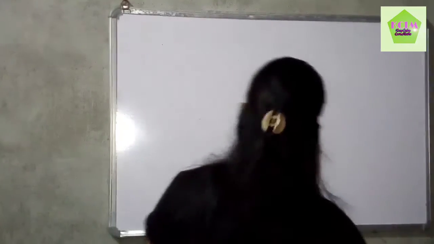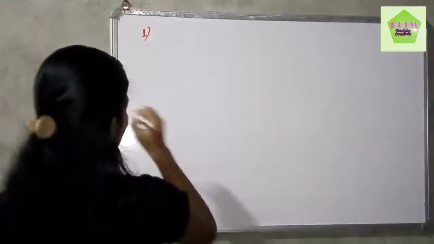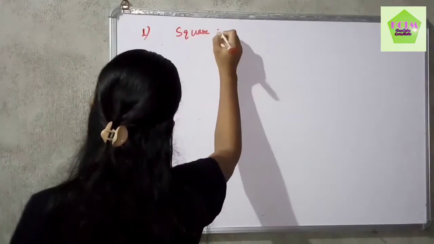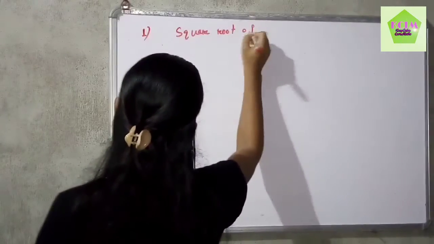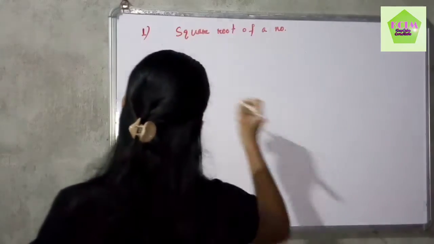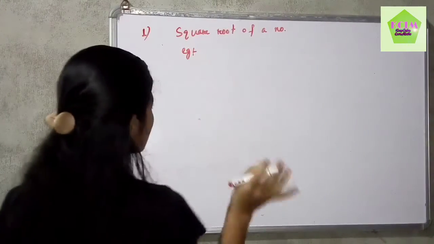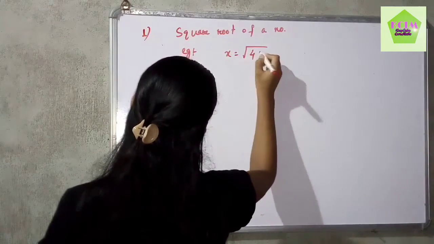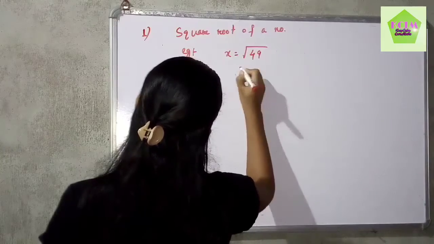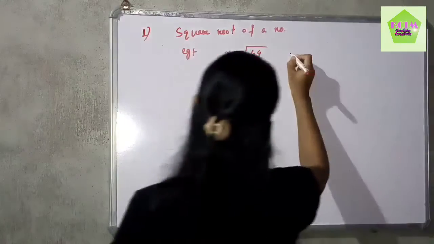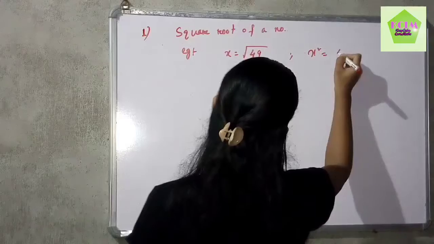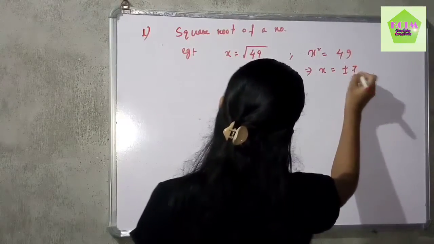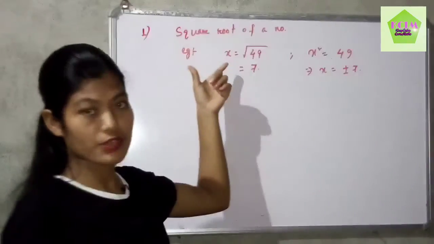So the first maths hack is about the square root of a number. In the example, I write x equals root over 49 means 7 only, and x square equal 49 means x equals plus or minus 7. So I hope this point is clear to you.